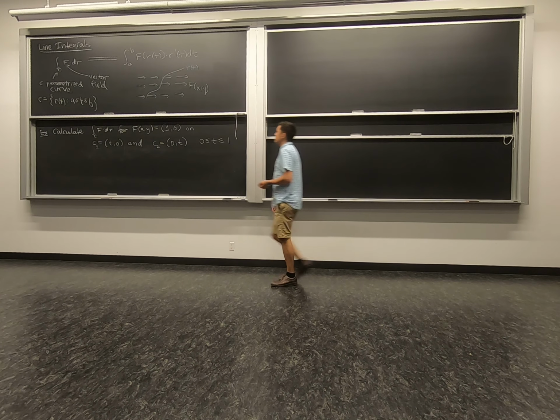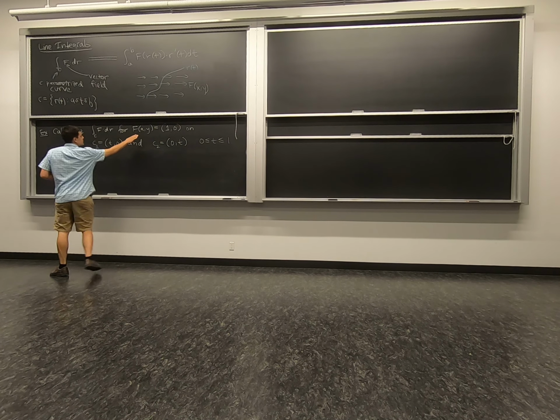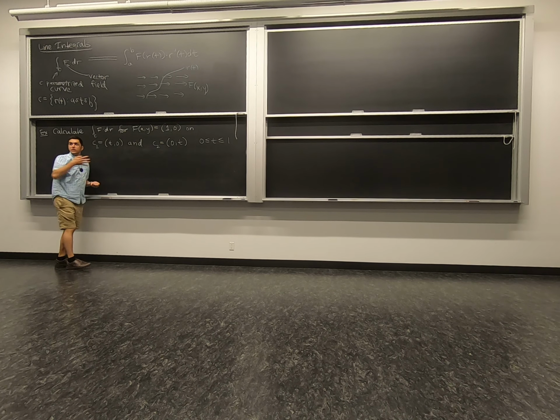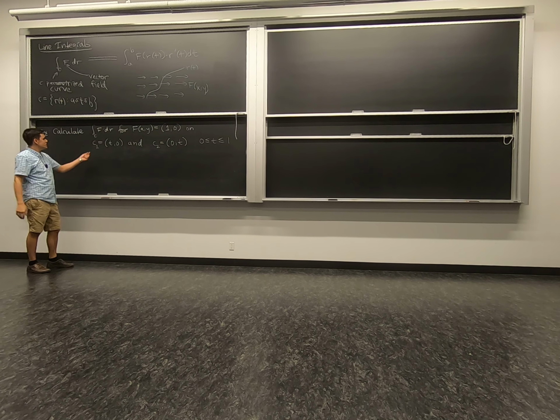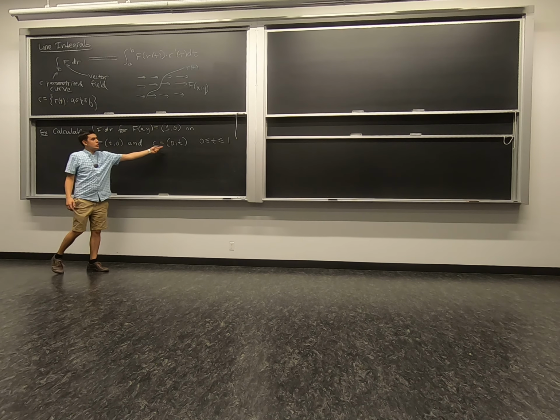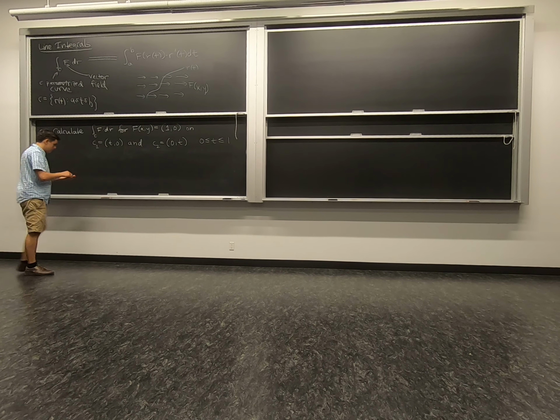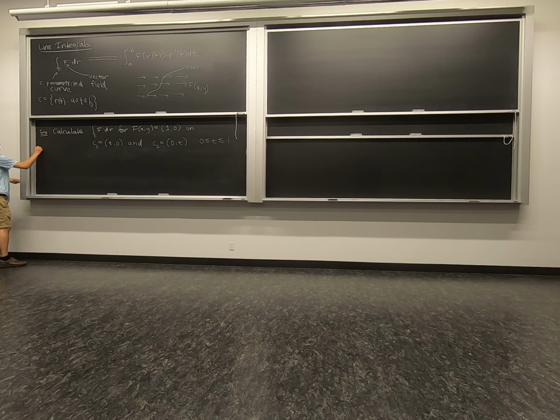Okay, so in this example, we've got a constant vector field, a vector field that's always going towards the east, and we've got two paths. One that's walking from the origin eastwards, and one that's walking from the origin to the north. Okay, so we'll just sketch the setup.